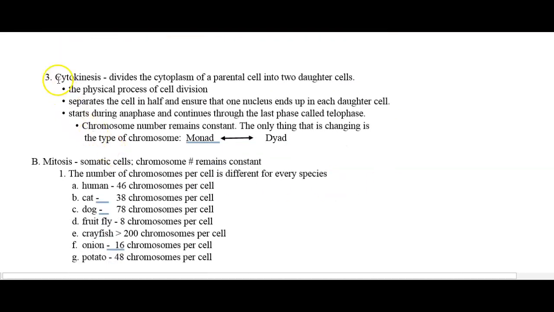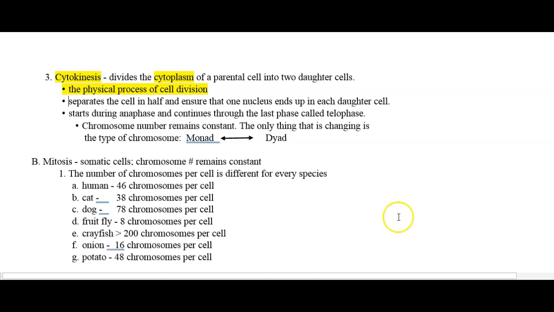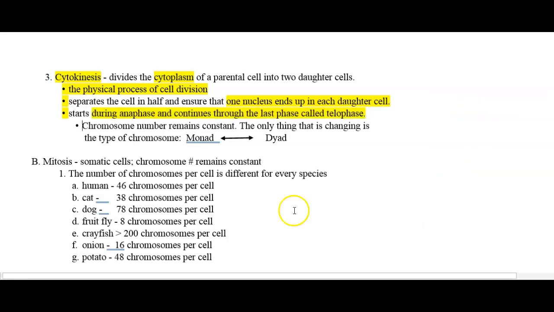Cytokinesis. Alright, so the mitosis is dealing with the division of the DNA. Now, we have cytoplasm that we have to deal with. Cytoplasm. And this is actually the actual physical process of the cell division, where it's going to divide the cell in half, and it's going to make sure that one nucleus ends up on each of the daughter cells. Same amount of DNA. Cytokinesis is going to start in anaphase and continue on through telophase. Again, chromosome number remains constant.